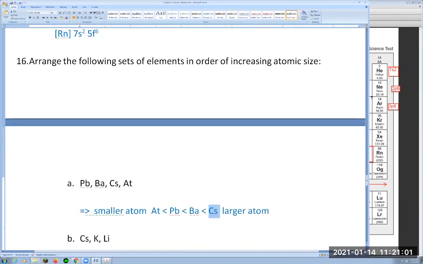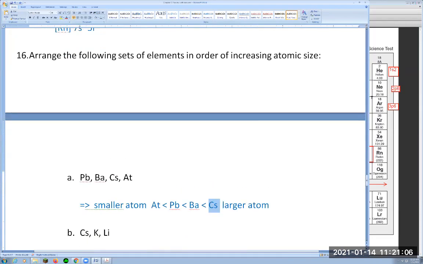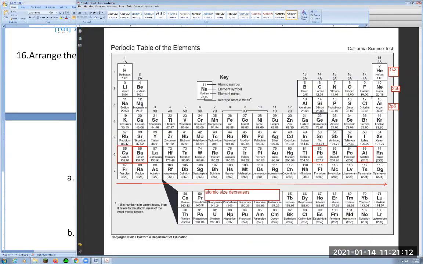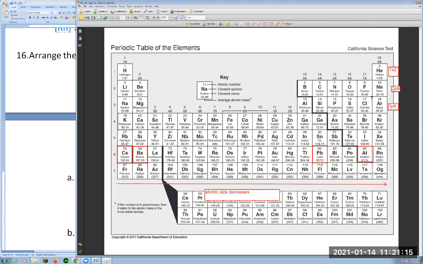So now let's look at the second series of elements here. We have cesium, potassium, and lithium. K is potassium and Li is lithium. And so here it's intuitive. It goes as we expect. The size, oh, the arrows are oriented the wrong way. So the size increases as you go down the column. Atomic size increases.